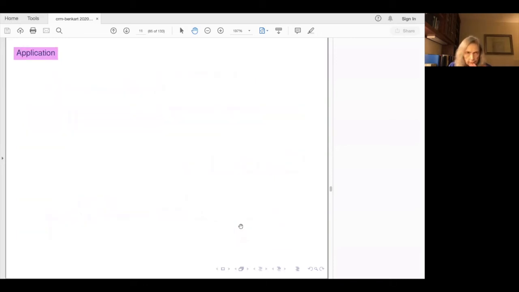So I thought I'd talk about an application. This is joint work with Persi Diaconis, Martin Liebeck, and Pham Tiep. It appeared a couple of months ago in the Journal of Algebra.